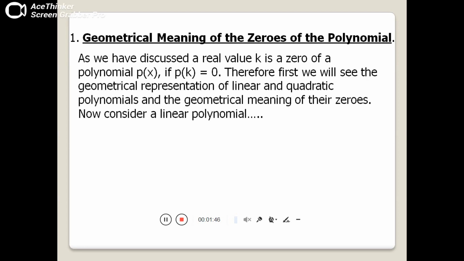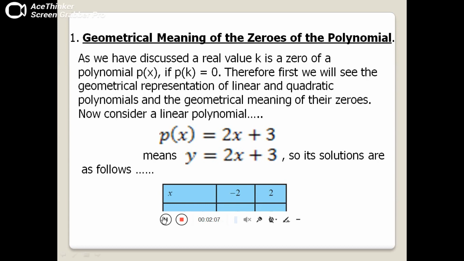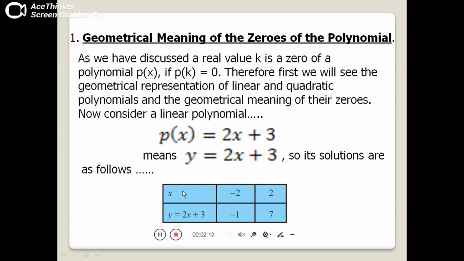Now consider a linear polynomial p(x) equals 2x plus 3, which means y equals 2x plus 3. Its solutions are shown in this table. When you substitute x equals minus 2, you will get y equals minus 1. And when you substitute x equals 2, 2 twos are 4 plus 3, then you will get the value of y, which is 7.